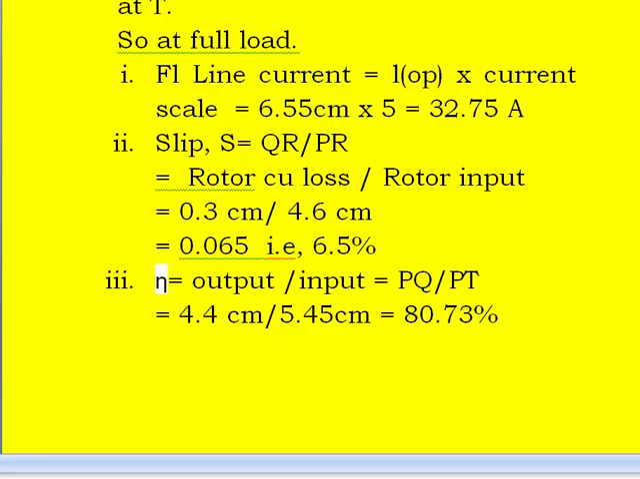After drawing the circle diagram and measuring the distance from O to P, which represents the full load line current, we apply the current scale and get the first answer. The full load line current is equal to 6.55 centimeters into 5 amperes per centimeter. So we get 32.75 amperes as the full load line current for this motor.